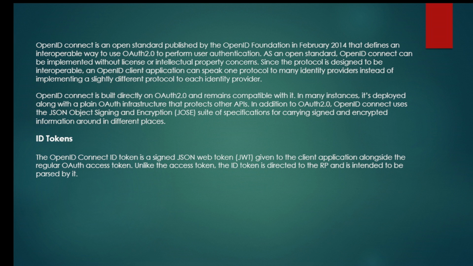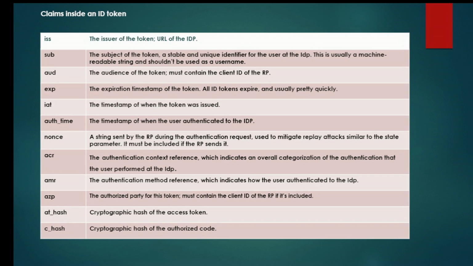The OpenID Connect ID token is a signed JWT only, JSON Web Token, given to the client application alongside the regular OAuth access token. Unlike the access token, the ID token is directed to the relying party. Okay, that's the application, and is intended to be parsed by it. So they can pass that, like how they're passing the access token. Let's go to the next slide.